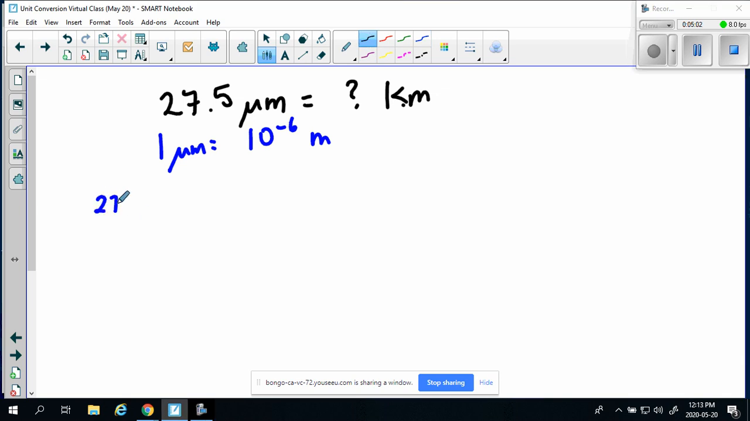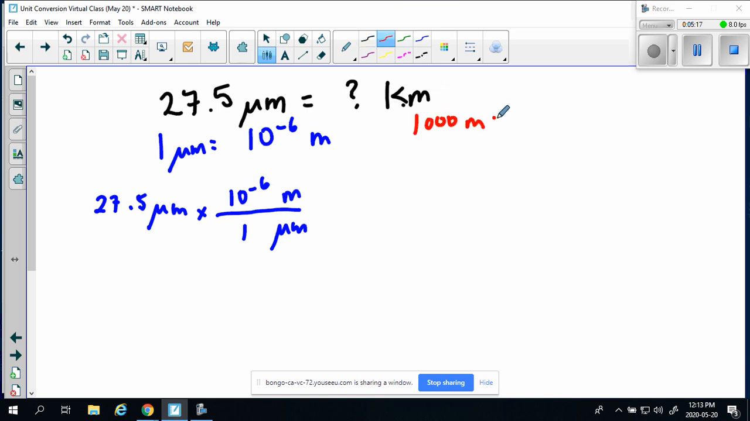So we start with 27.5 micrometers. And I want to try and kill the micrometers, so I'm going to put the micrometers in the bottom. Here's my conversion factor. 1 micrometer is 10 to the negative 6 meters. What about this conversion factor? You need to know that there's 1,000 meters in 1 kilometer. And when you set up the fraction, be strategic. Put the meters in the bottom so that the meters will cancel out. So 1,000 meters, 1 kilometer. And we just check to make sure top and bottom cancel out.